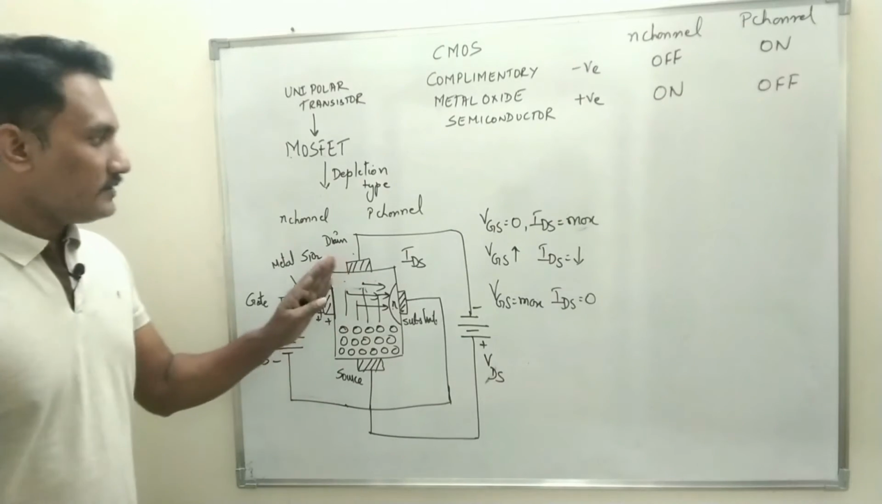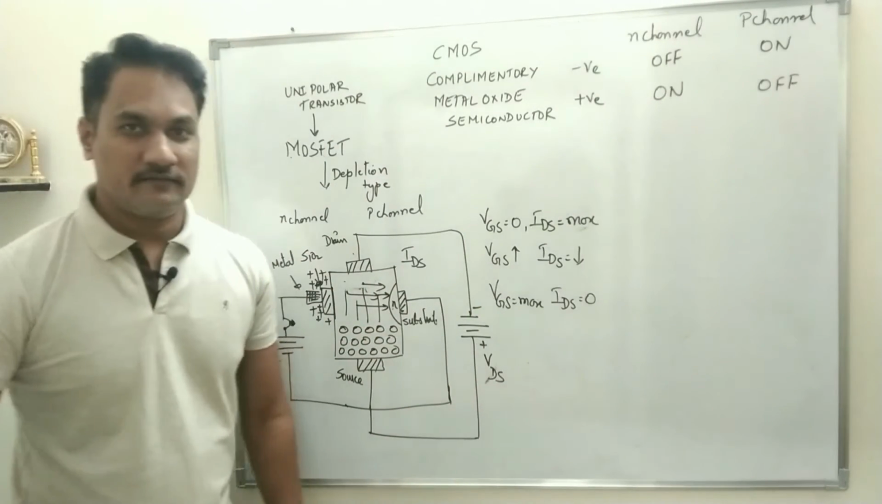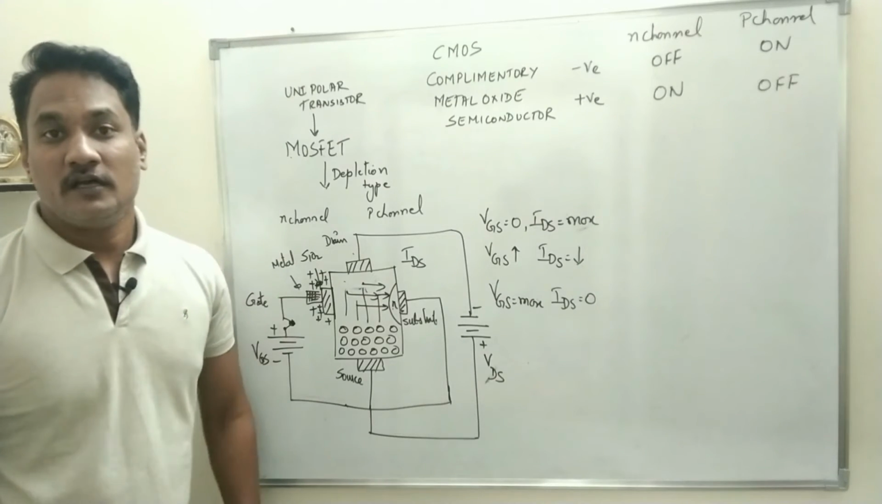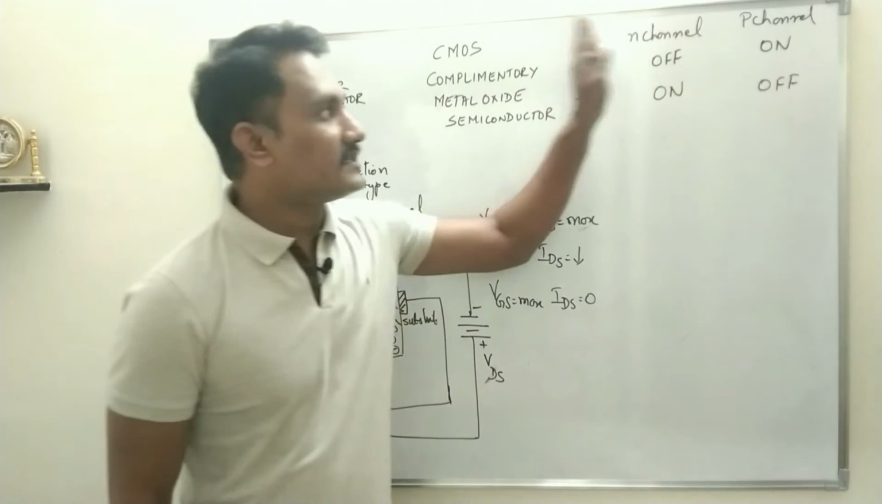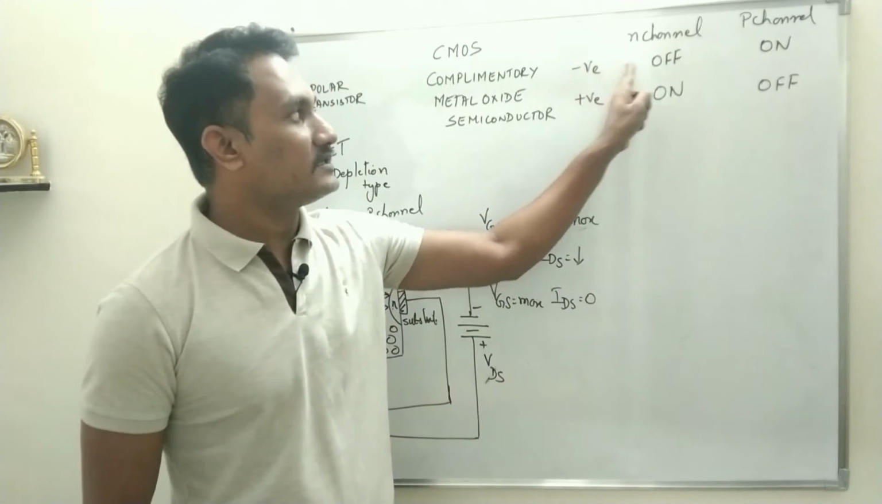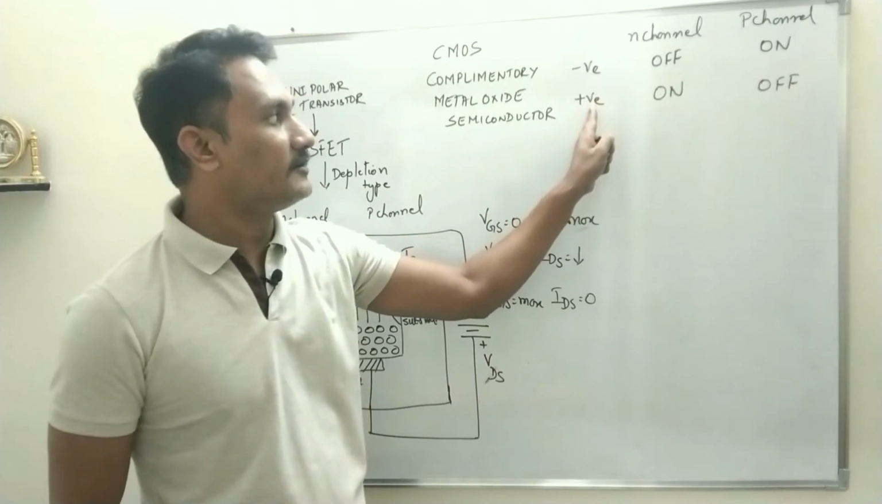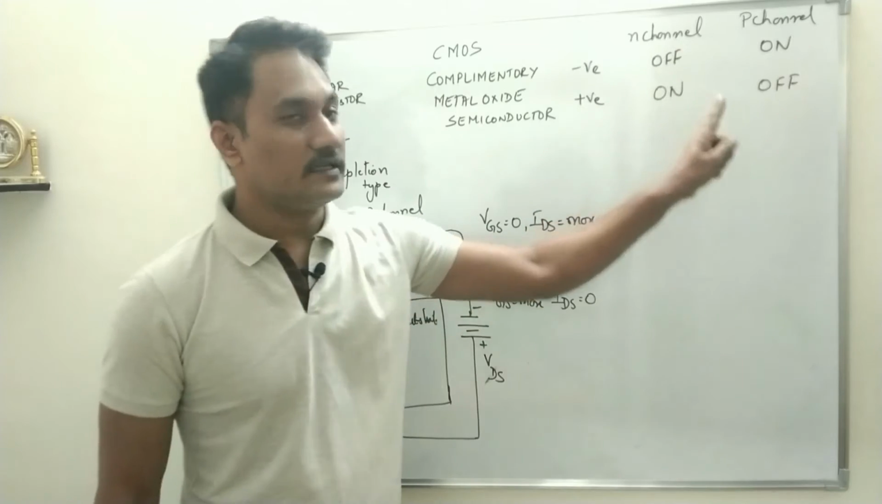The explanation which I gave you was in 11th standard. This is not very important for us with respect to the board exams. This is not there. We have to just remember this thing: for N channel, if you give negative potential, it will be off. N channel given positive, on. P channel negative, on. P channel positive, off.